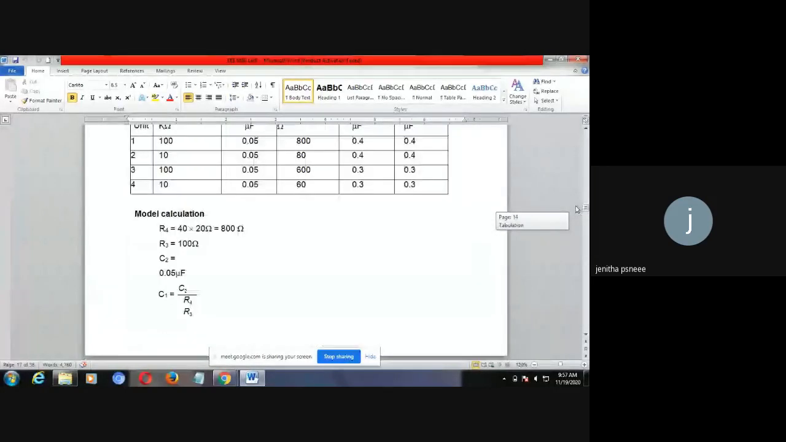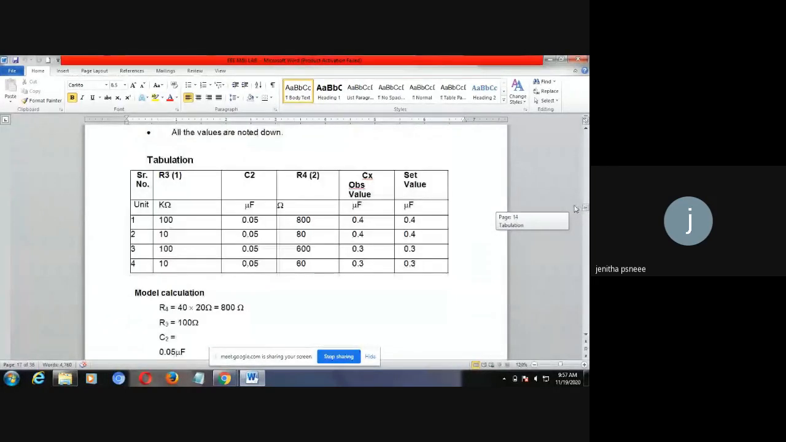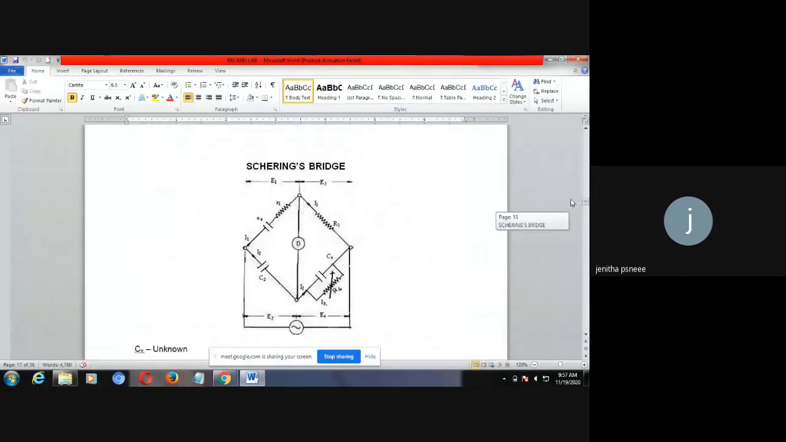In Schering's bridge, the formula is, see here. So this is the bridge. See the Schering's bridge. Schering's bridge consists of capacitance and resistance. Both sides consist of one part: one consists of resistance and capacitance, another consists of resistance and capacitance in parallel. So one arm consists of a capacitance and another arm consists of pure resistance. This is the construction of Schering's bridge. We already studied it in the theory part and we already derived it also.